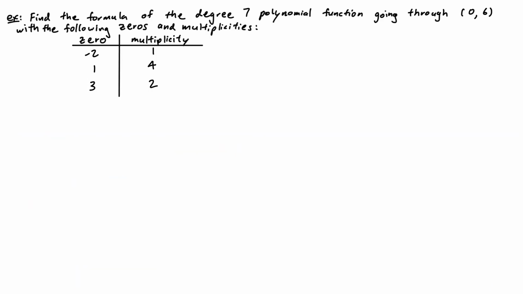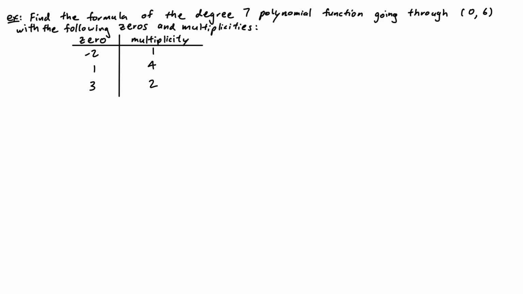In this example, we want to find the formula of the degree 7 polynomial function that goes through the point (0, 6), and it has the following zeros and multiplicities. -2 is a zero of our function with multiplicity 1. 1 is a zero of our function with multiplicity 4. And 3 is a zero of our function with multiplicity 2.